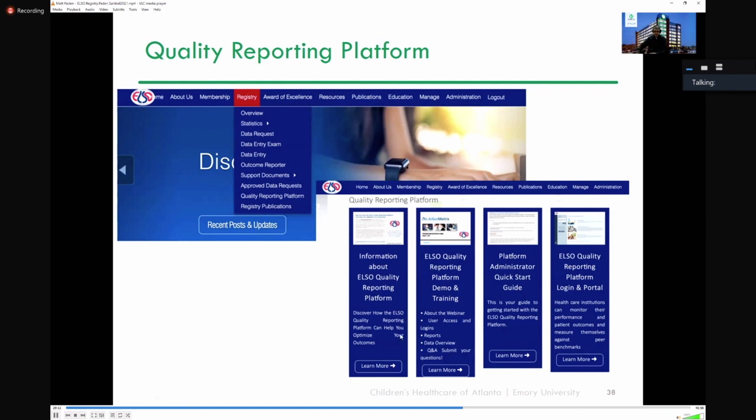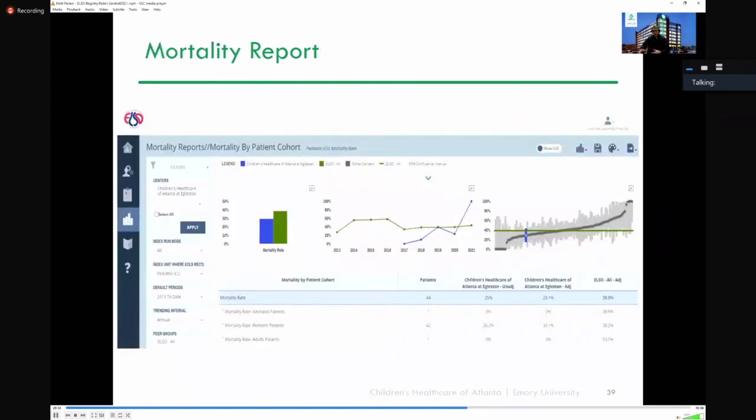And so if you come down on the registry list here, once you've logged in, you'll see the quality reporting data link here. There's some information on how to run it, but if you click on this last link, it'll let you log into the quality reporting platform. And when you do, you'll be met by something that looks like this.